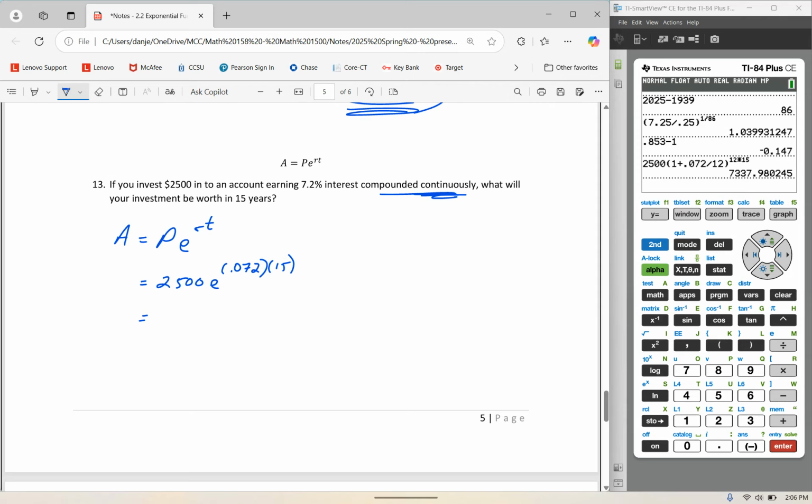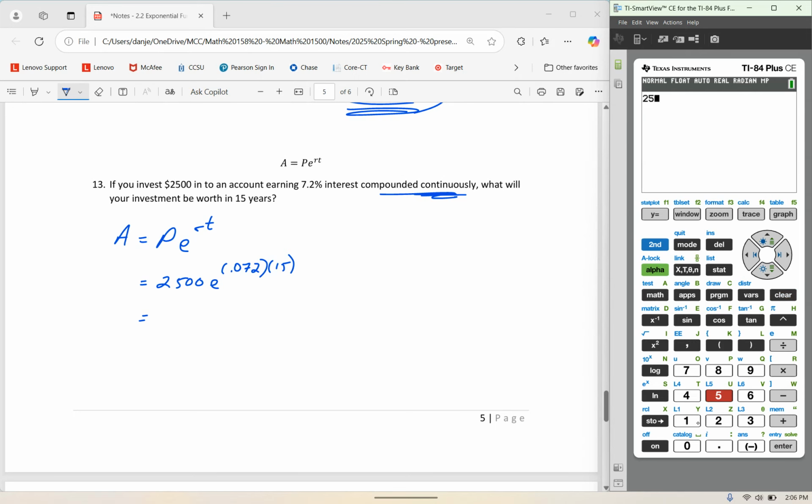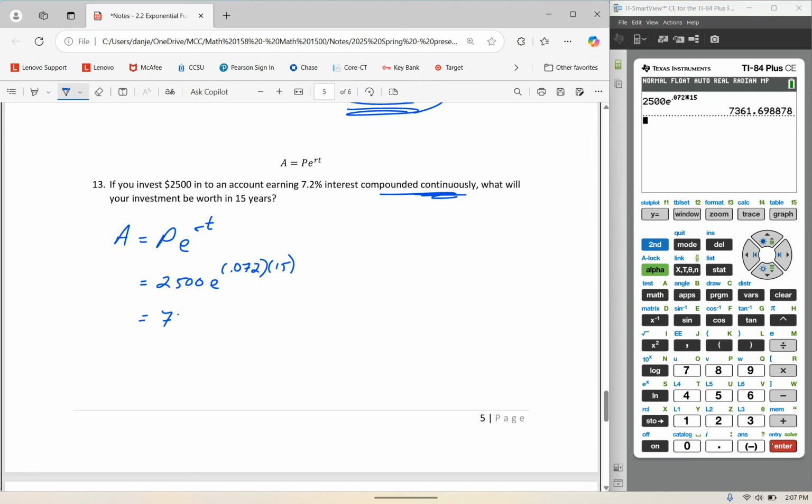When I use the calculator, let me clear my screen. 2,500 times e. I want to use second e. That's right here. My natural log button turned red. Right above it in blue, it says e to the x. So that's 2,500 times e to the 0.072 times 15th power. Notice it's a little bit more than that 7,337. It's 7,361.